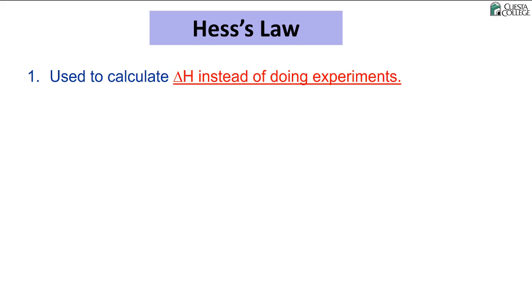So we've learned 2 methods now for calculating delta H. One was doing calorimetry. That was in the previous video, where delta H of a reaction was equal to the heat energy change per mole. And our second way of calculating delta H is now Hess's Law. There'll be a third way that we'll talk about.